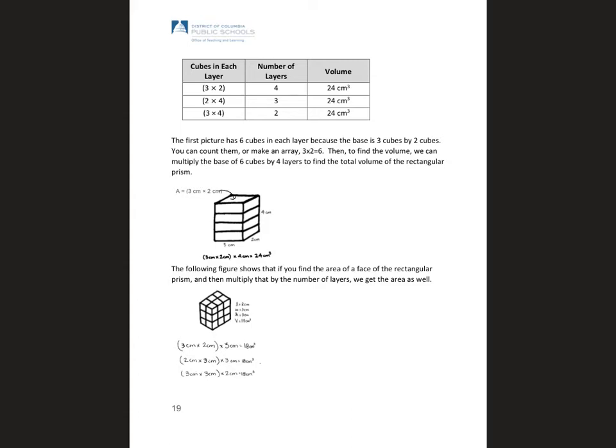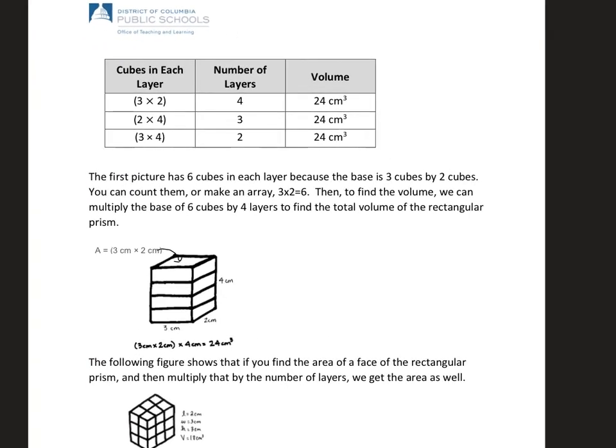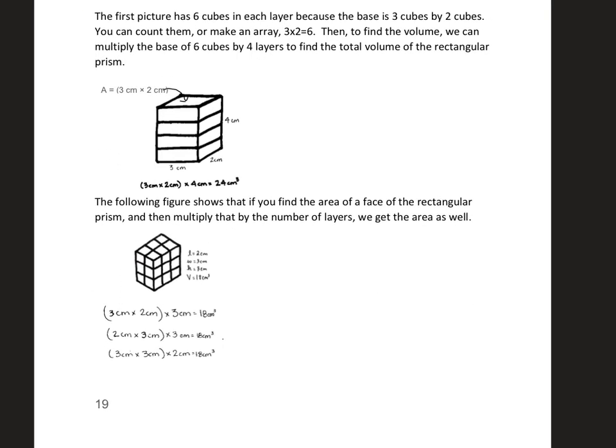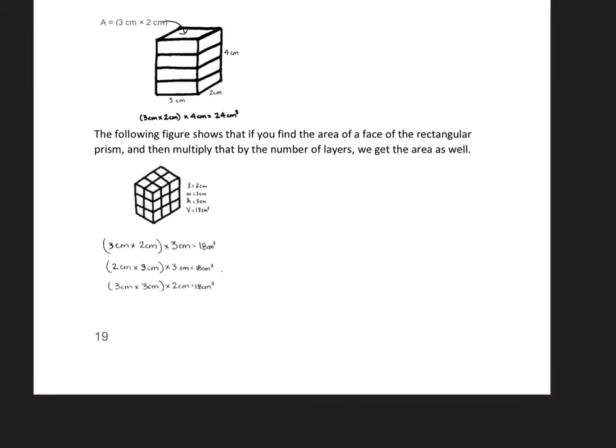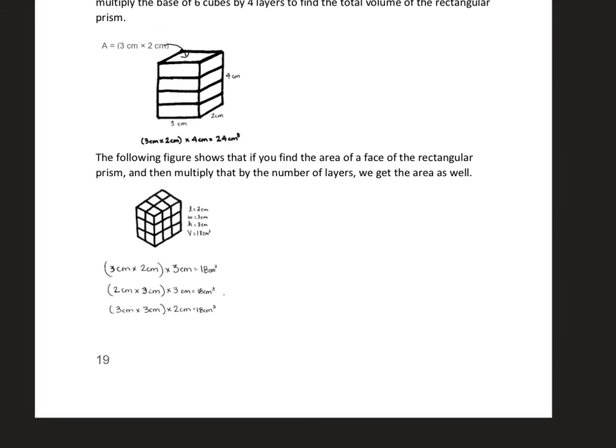All right, so again, this is some more examples, and it's just telling you how you can use the layers and the number of layers to find the volume, okay? And you're still going back to that length times width times height formula, all right? This is also showing how if you find the area of a face, like the top part up here, or any face, all of these sides are faces, so if you find an area of one of those and multiply that by the number of layers, which is the other number essentially, you can get the same volume.